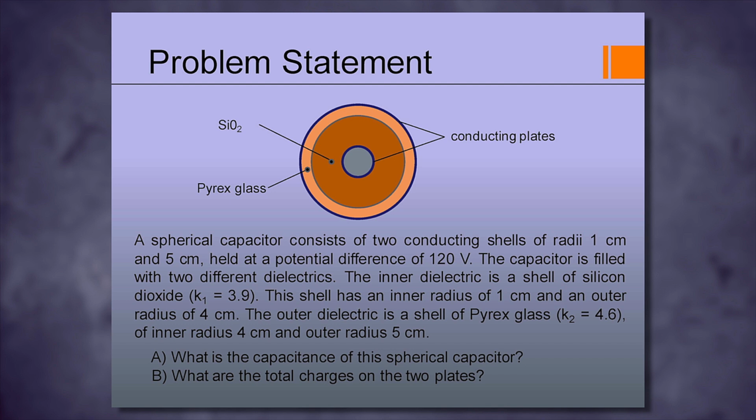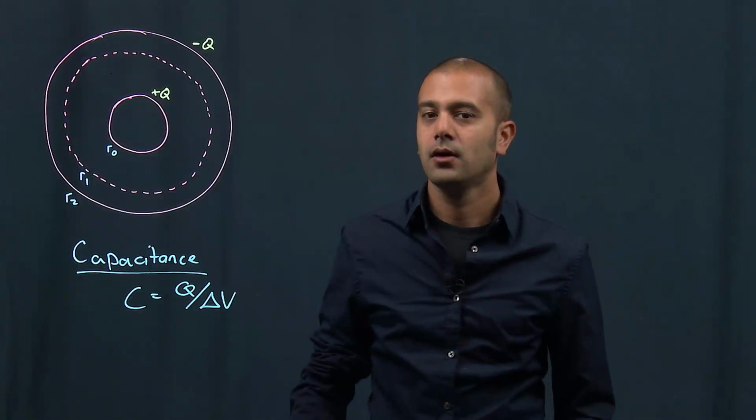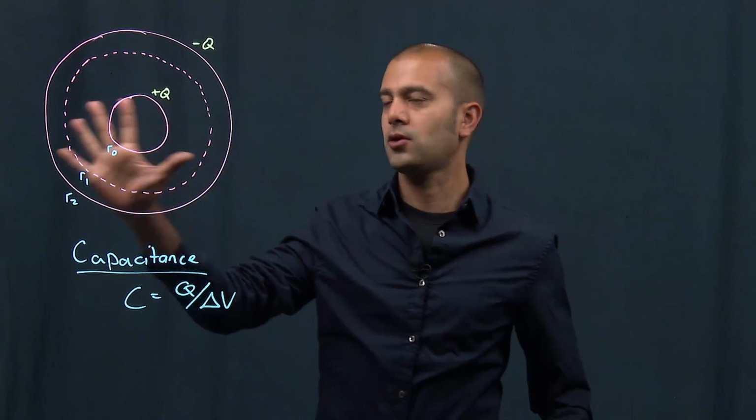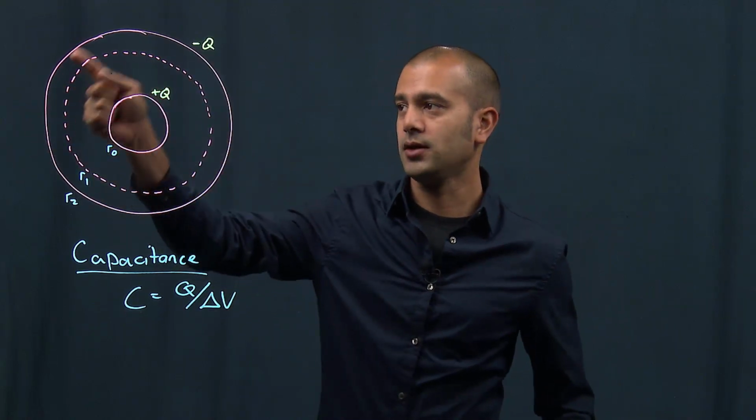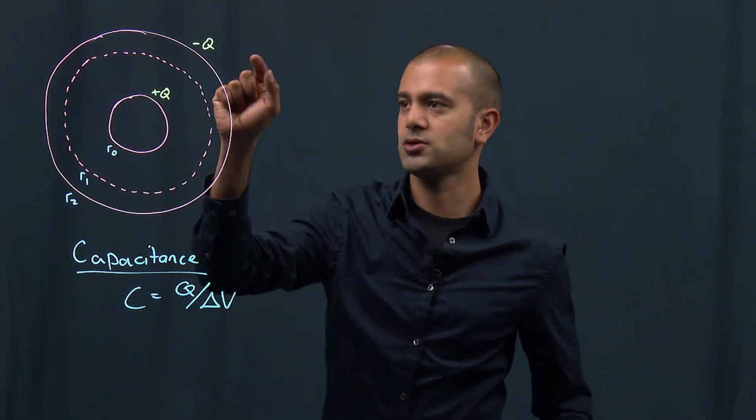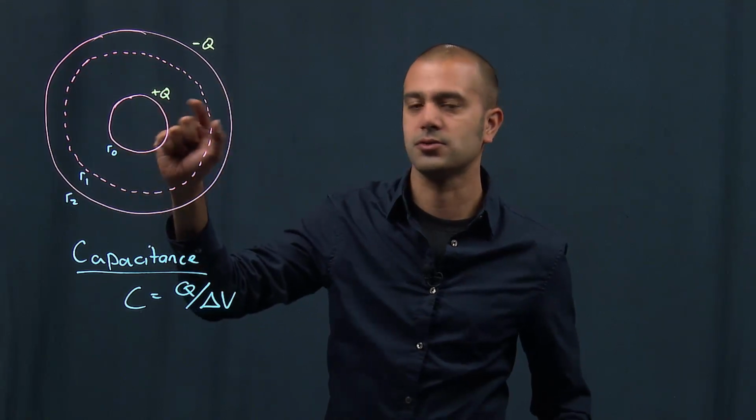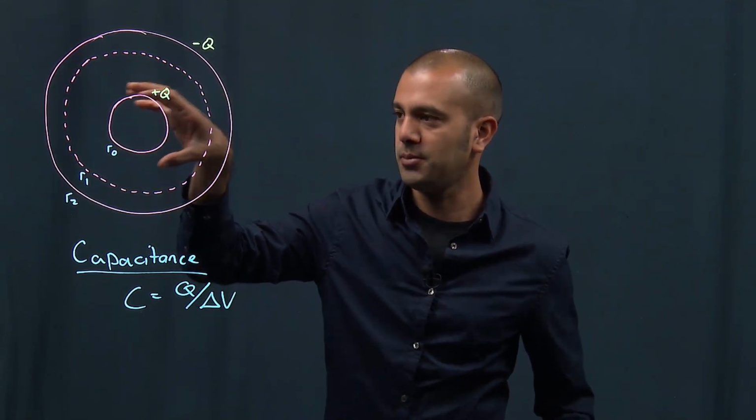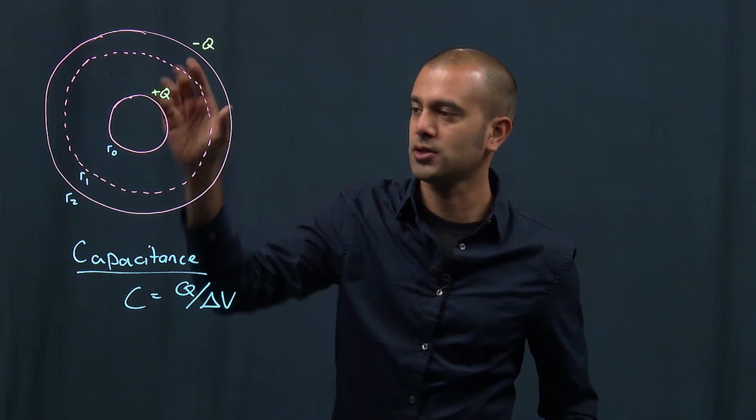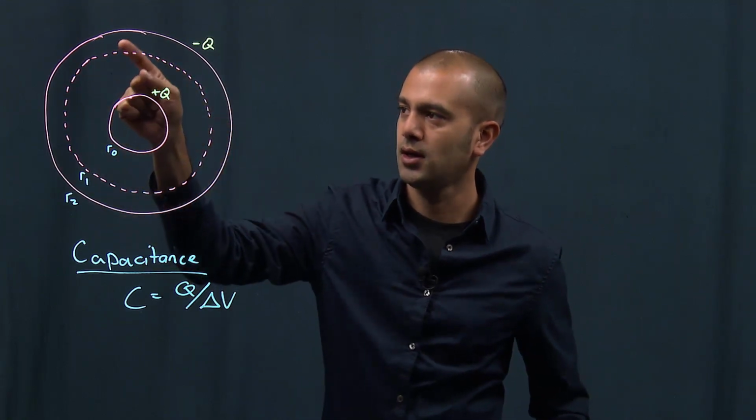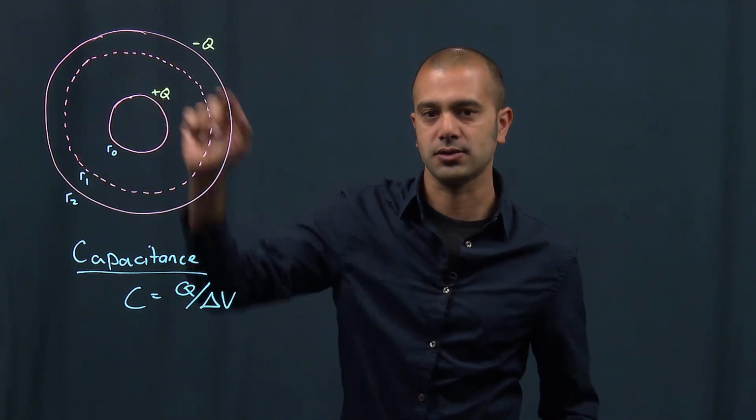The first part asks, what is the capacitance of this spherical capacitor? And the second part asks, what are the total charges on the two plates? I've drawn the situation up here. This is a cross-section of the spherical capacitor. The outside conducting plate is here with a charge of negative Q, and the inside conducting plate is right here with a charge of positive Q. In between these two plates, we have two different dielectrics. In this region is silicon dioxide, and in the outer region right here is Pyrex glass.